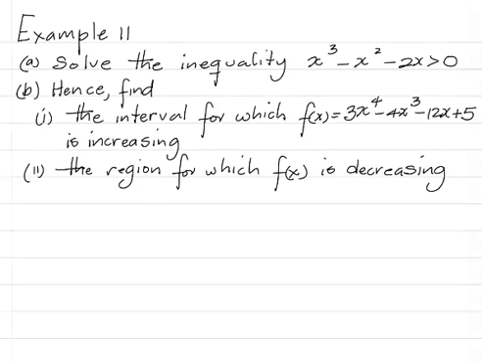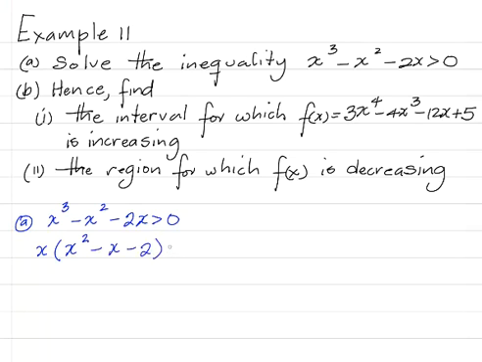Example 11 says solve the inequality x cubed minus x squared minus 2x is greater than 0. Let's solve this inequality. x is common, so factor out x. We have x times (x squared minus x minus 2) is greater than 0.